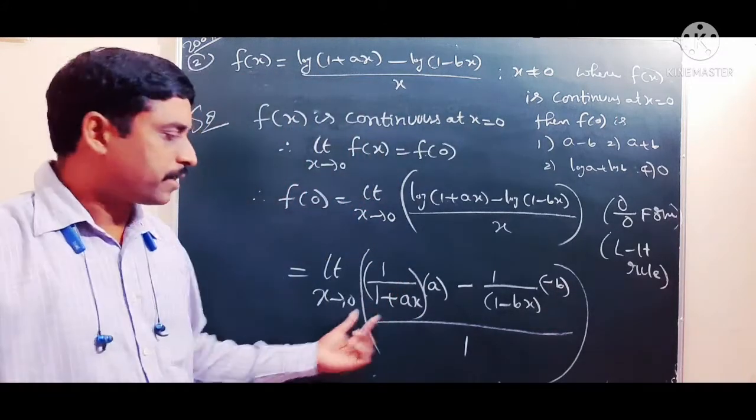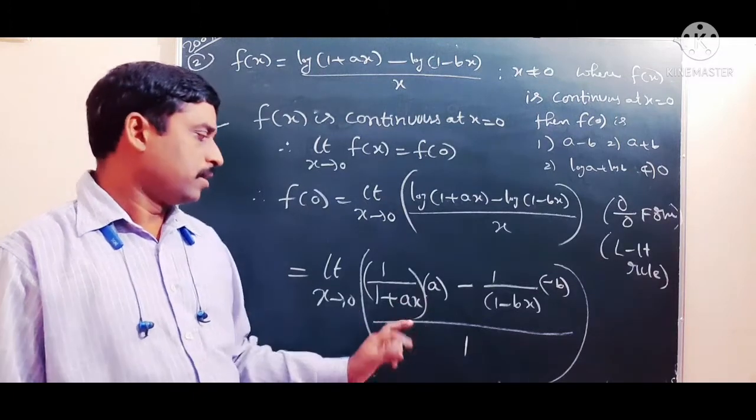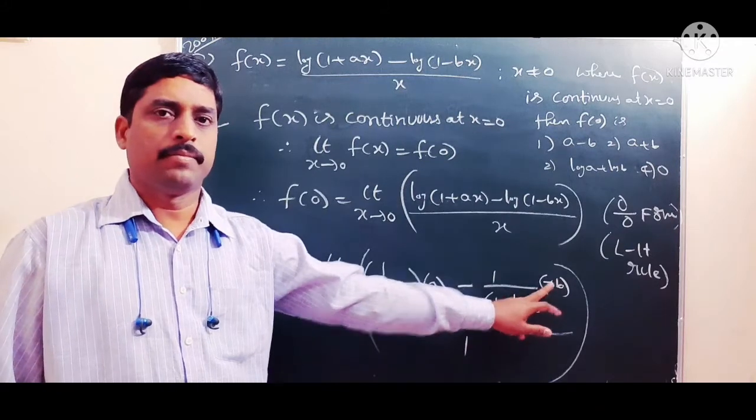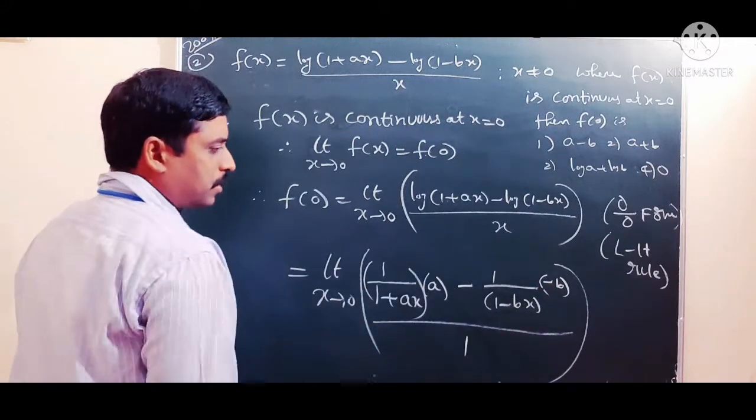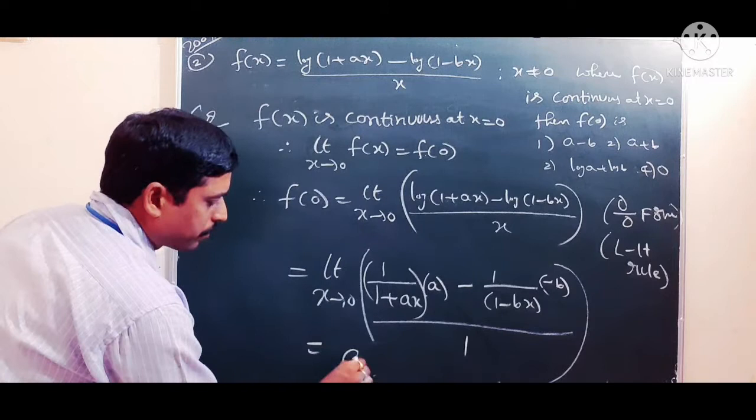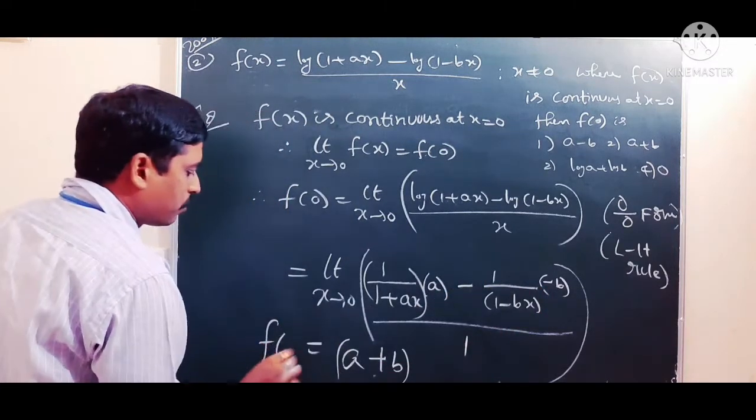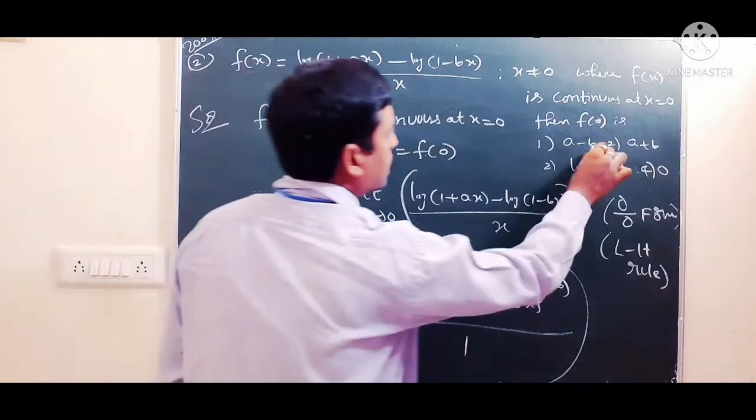Okay, now put x equal to 0. This is a definite value. So a by 1 minus, into minus, plus b by 1. Put x equal to 0, this value will be a minus into minus b, a plus b. So what is the answer? f of 0 value is a plus b. Second option is correct.